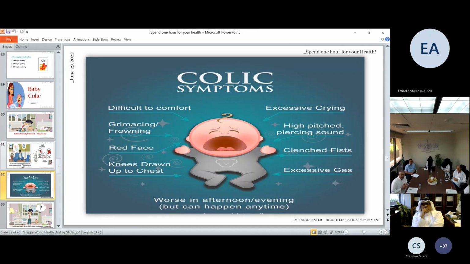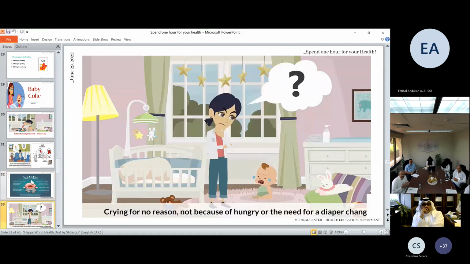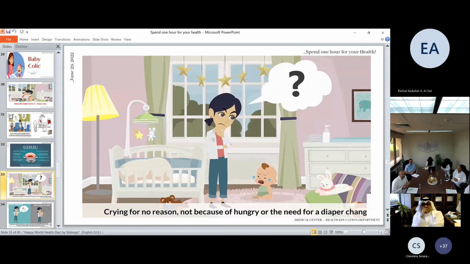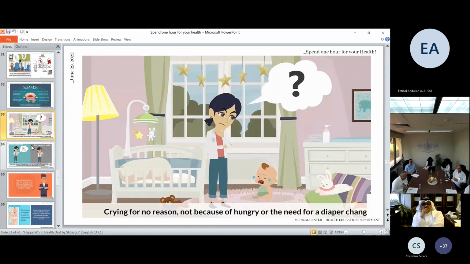It's, as we said, difficult to comfort, and it is worse in the late afternoon or evening. This type of crying happens with no reason: the baby has no hunger, no wet diaper, no illness, and so on. And as we said, it happens in 20 to 30% of babies. It happens equally in males and females, and disappears by the age of 3 to 4 months.